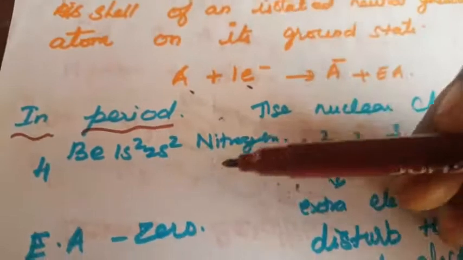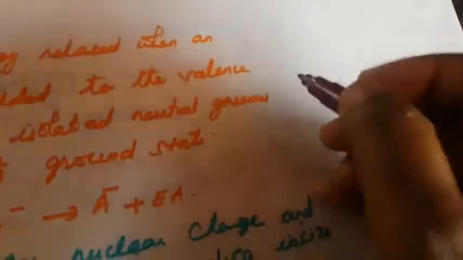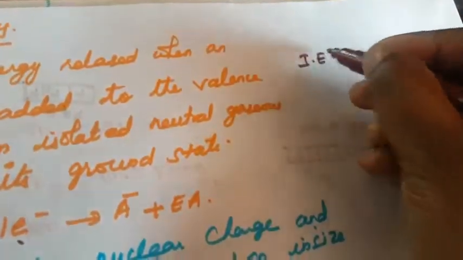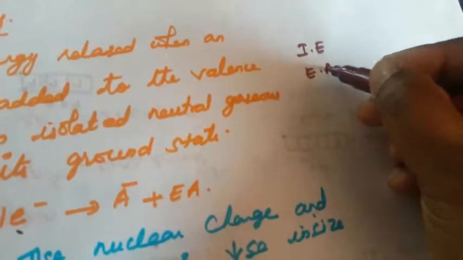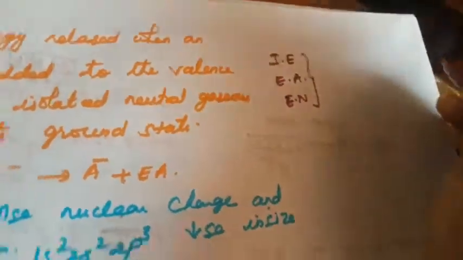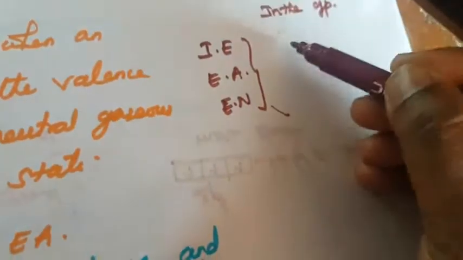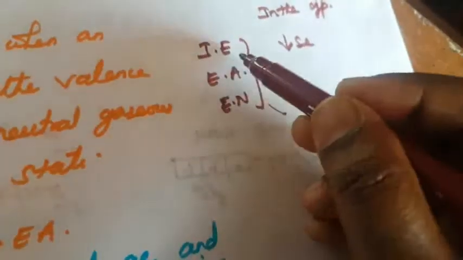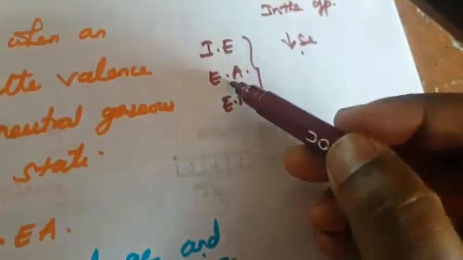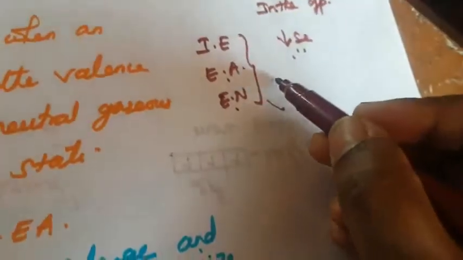Okay, so how does it vary in the group and the period? Commonly you should understand that ionization energy, electron affinity and electronegativity all three follow the same trend in the group and the period. In the group, what will happen? It decreases. Ionization energy decreases in the group, electron affinity decreases in the group, electronegativity decreases in the group.